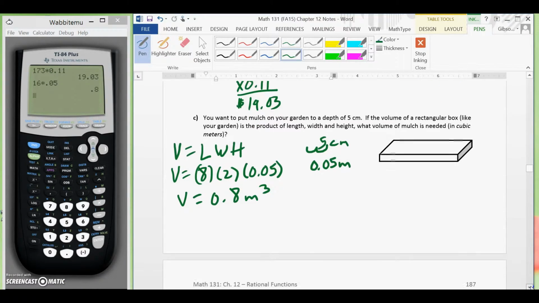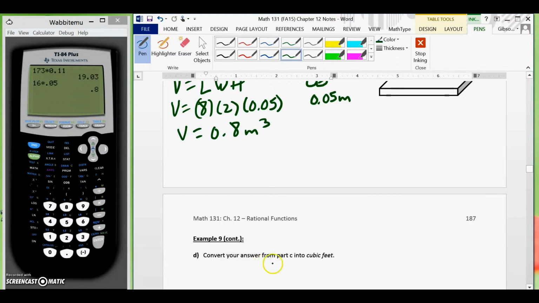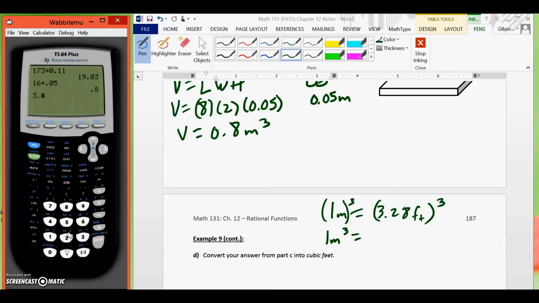Now we scroll to the next page. It says here, convert your answer from part C into cubic feet. So we want to take cubic meters and make that into cubic feet. So we know 1 meter is equal to 3.28 feet. So what we need to do is change these feet to cubic feet. So it'd be 3.28 feet, and we would take this to the third power. Actually, we'd take both sides to the third power. So we would have 1 cubic meter is equal to 3.28 to the third power.